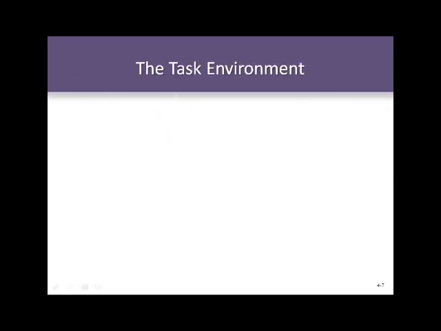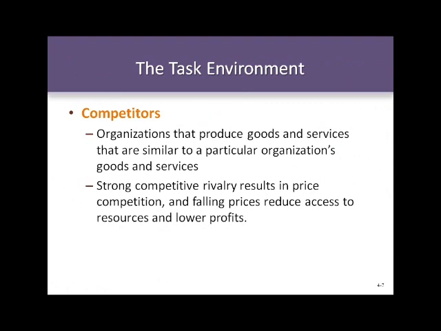The task environment also consists of competitors. Competitors are organizations that produce goods and services that are similar to a particular organization's goods and services. Strong competitive rivalry results in price competition, and falling prices reduce access to resources and lower profits.